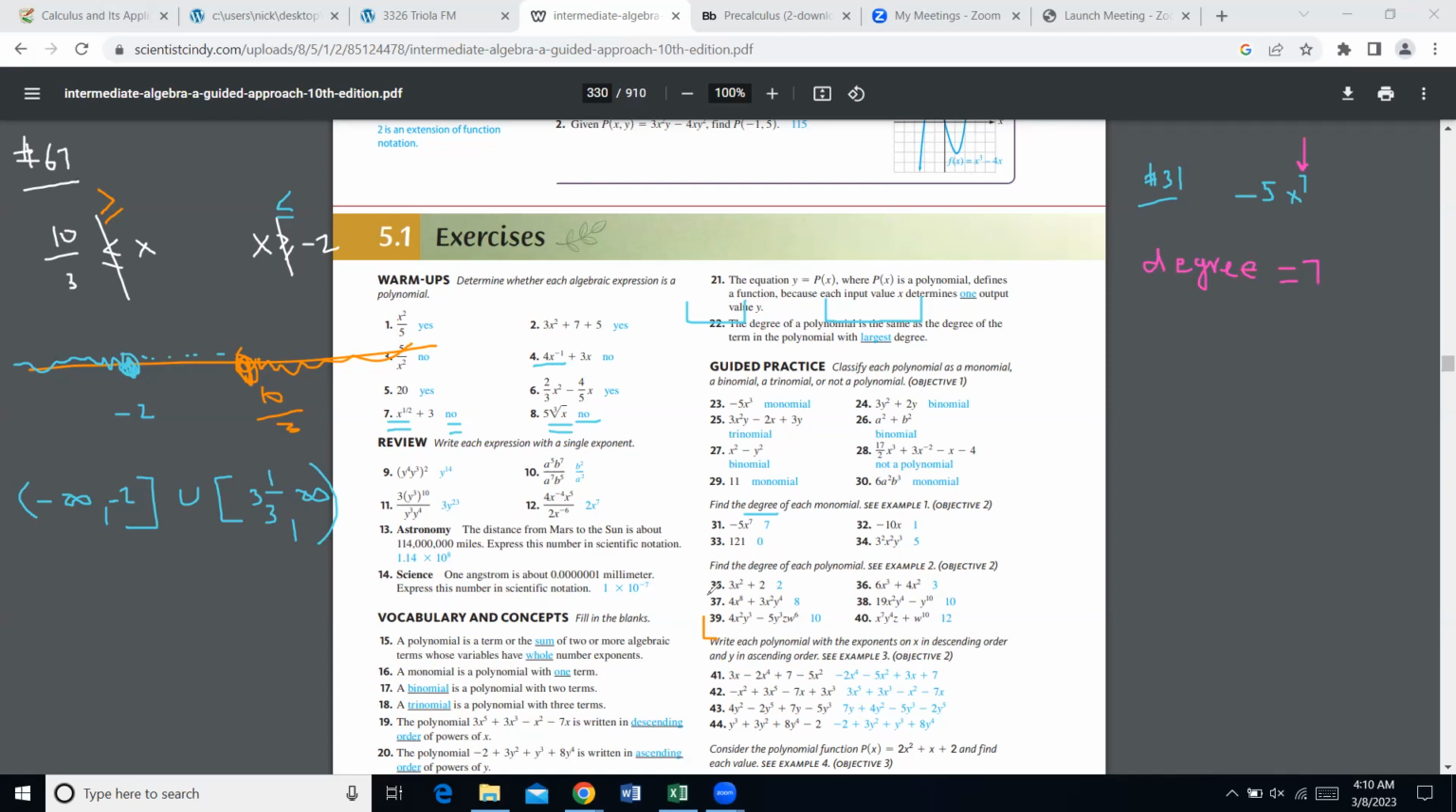So if I'm looking at exercise number 35, in that case, my largest power here is going to be 2, right? Because we're dealing here with 3x raised to the power of 2. So that's going to be our degree. So the largest power of the polynomial is what we're really dealing with when trying to find the so-called degree.